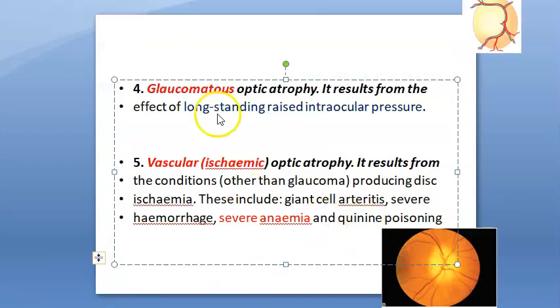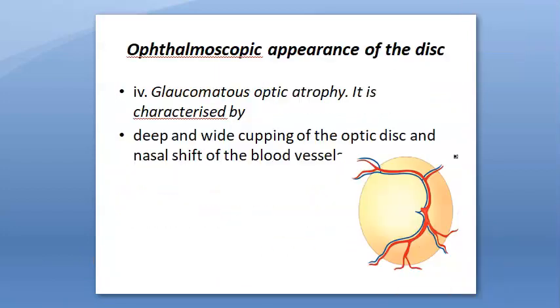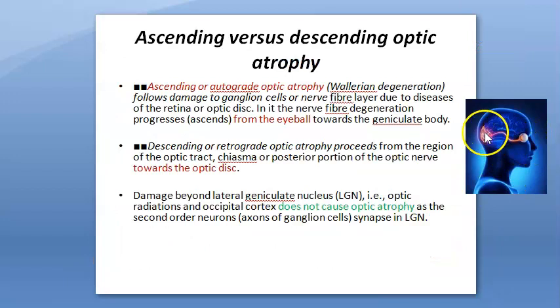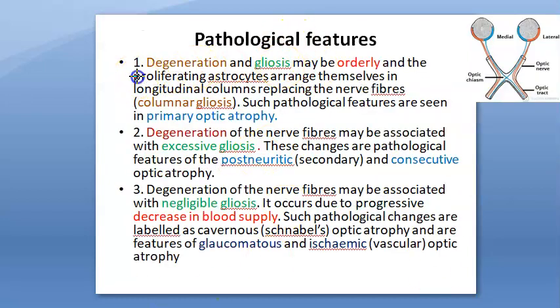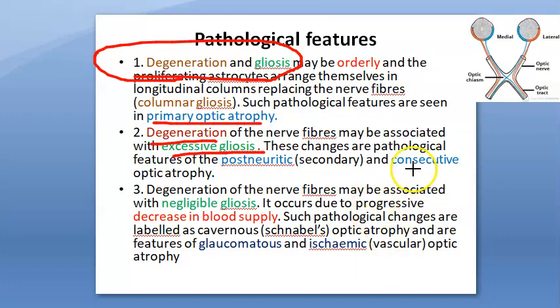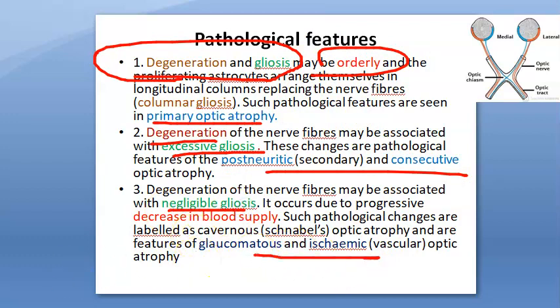Then you have glaucomatous, vascular or ischemic due to severe anemia. Then you have ascending or anterograde optic atrophy. Then you have retrograde optic atrophy also, descending. So there is degeneration and gliosis in primary optic atrophy. Degeneration with excessive gliosis in post-neuritic and consecutive. Here in primary it is orderly. Then you have negligible gliosis in ischemic and glaucomatous.